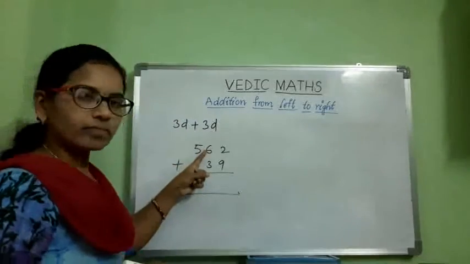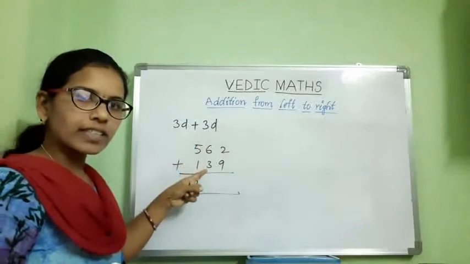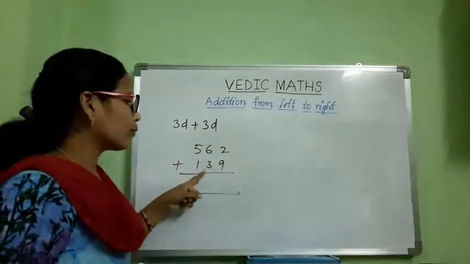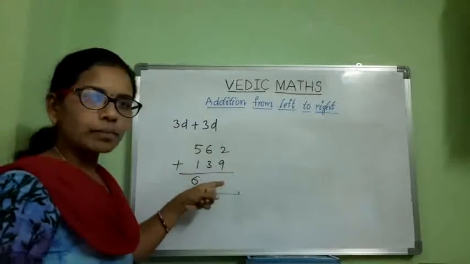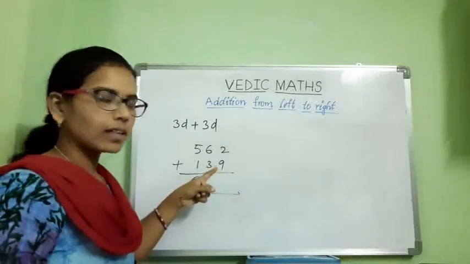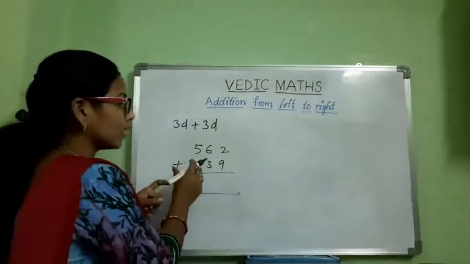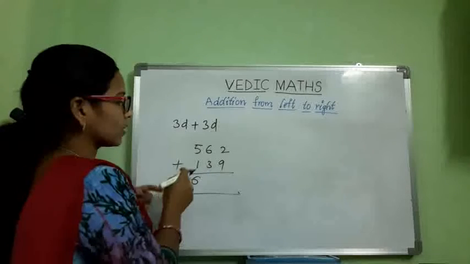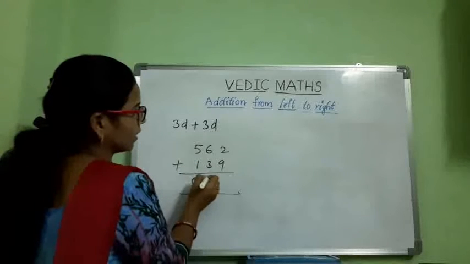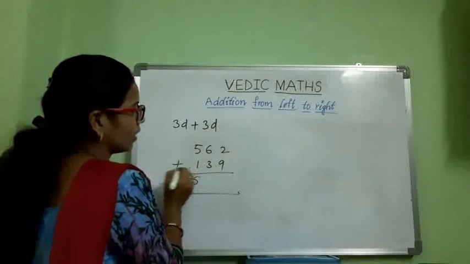Next, here the end digit of 6 and 3 is 9. Before dropping 9, check the next numbers. They are carry numbers. Means 9 becomes, this time 9 becomes how much? 10.